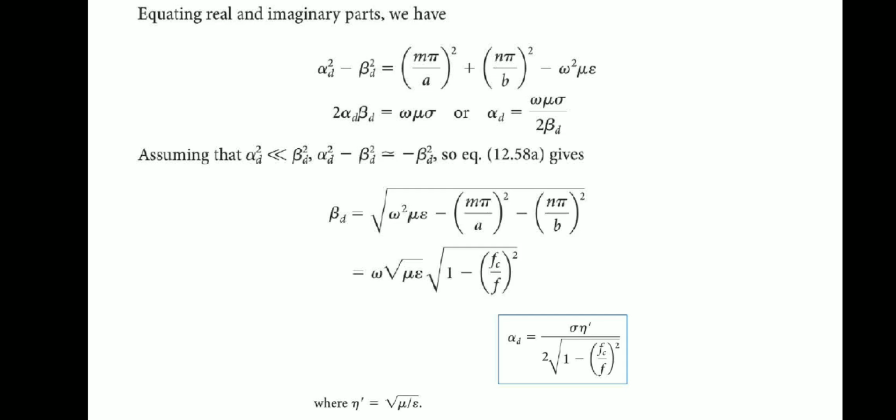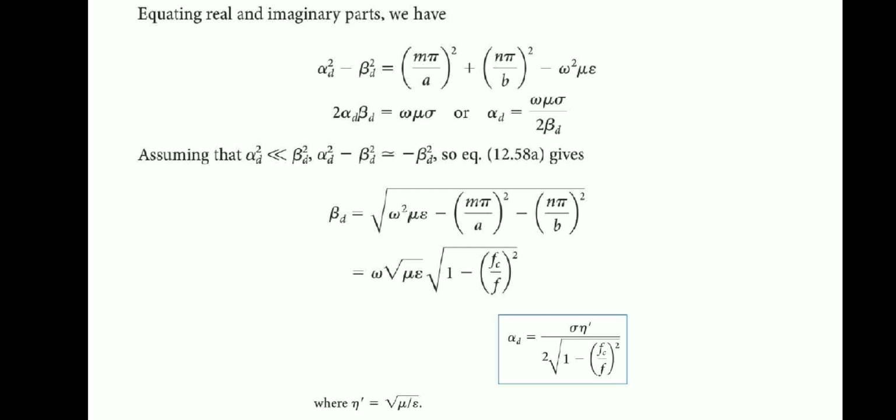In this, (m pi by a) whole square plus (n pi by b) whole square together is known as omega c square mu epsilon. So we get beta d as the root of omega square mu epsilon minus omega c square mu epsilon. From this root we can take omega square mu epsilon outside, so you get omega root mu epsilon into root of 1 minus omega c square by omega square, where omega c is 2 pi f c and omega is 2 pi f. So beta d is omega root of mu epsilon times root of 1 minus (f c by f) whole square. So that is beta d.